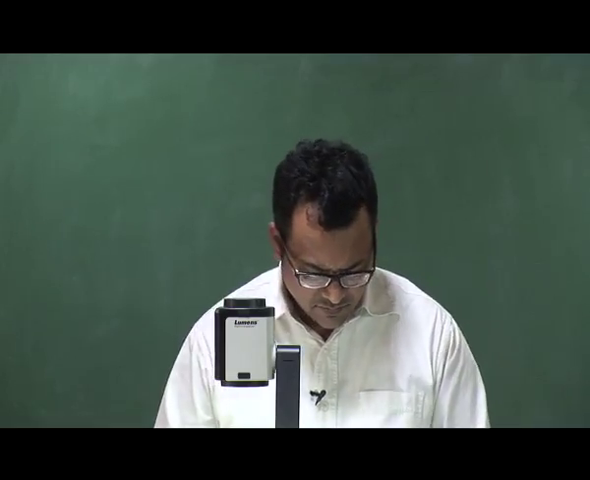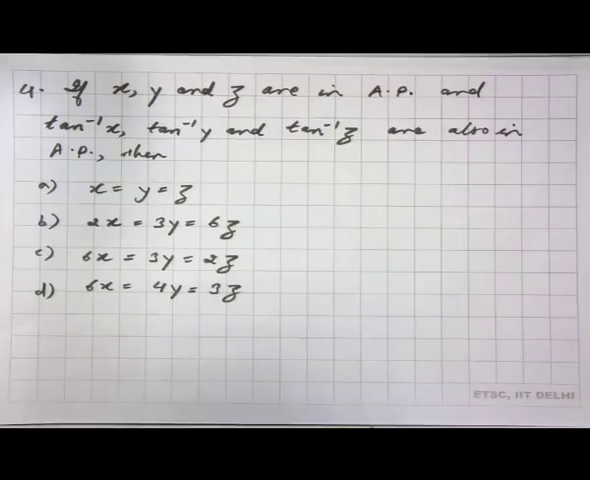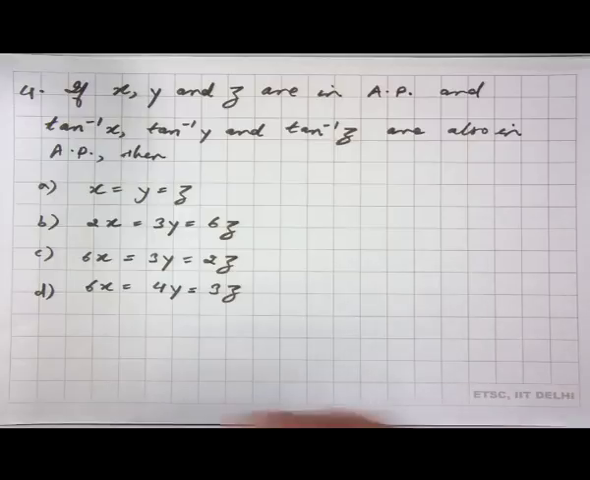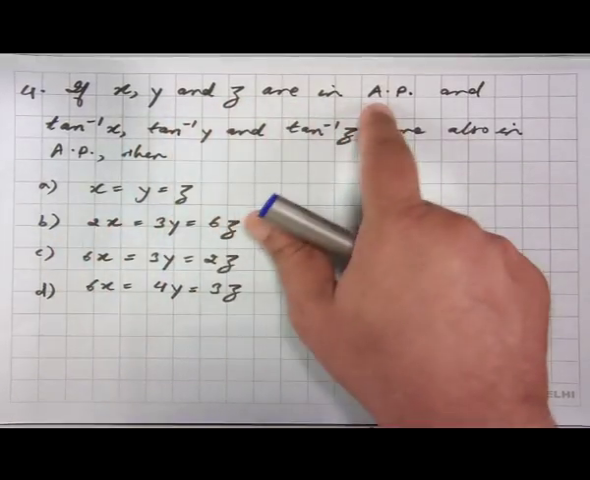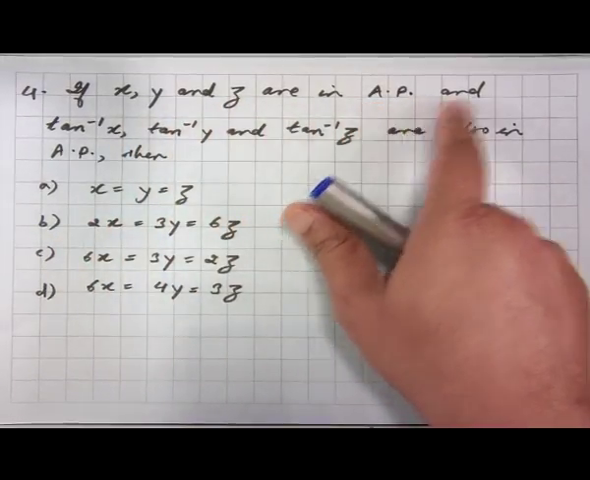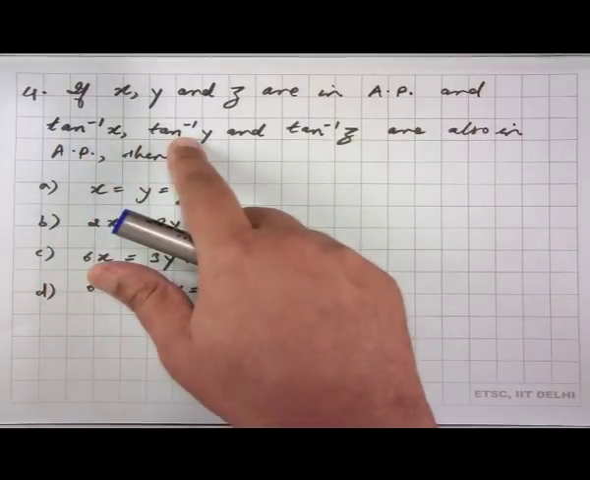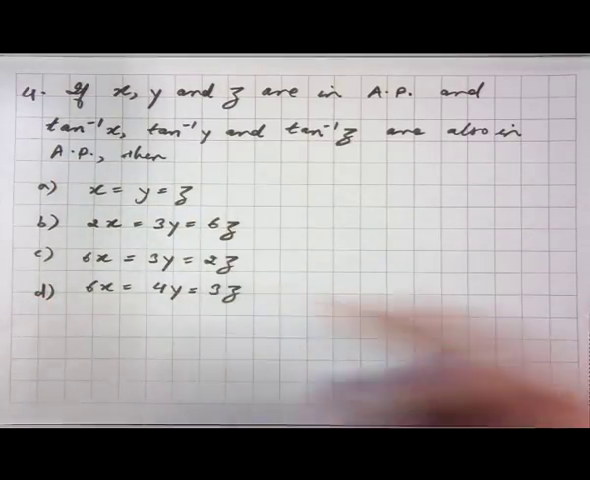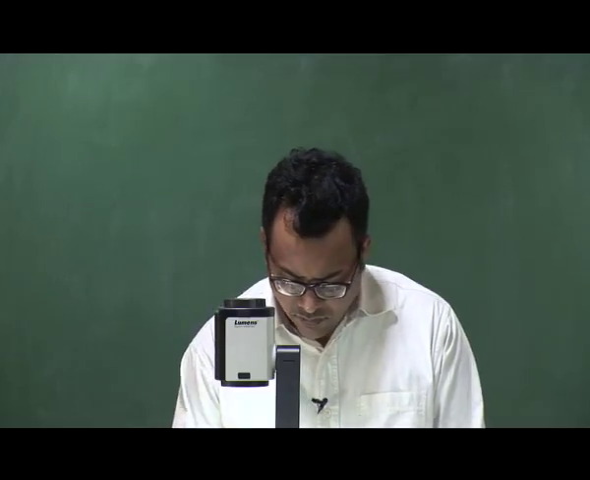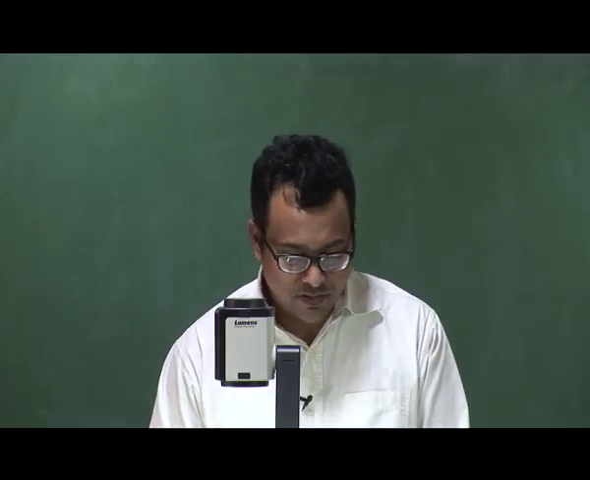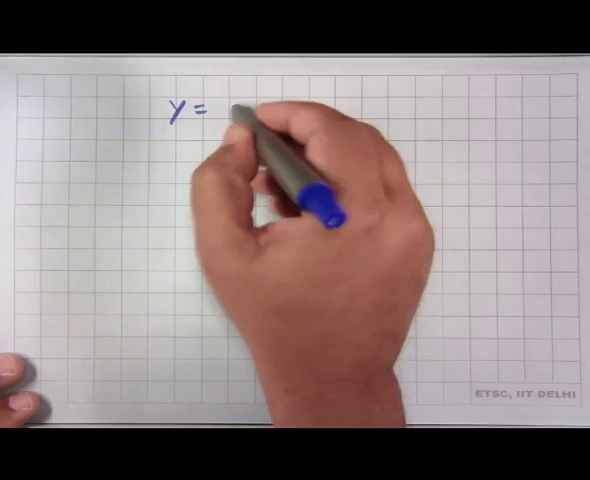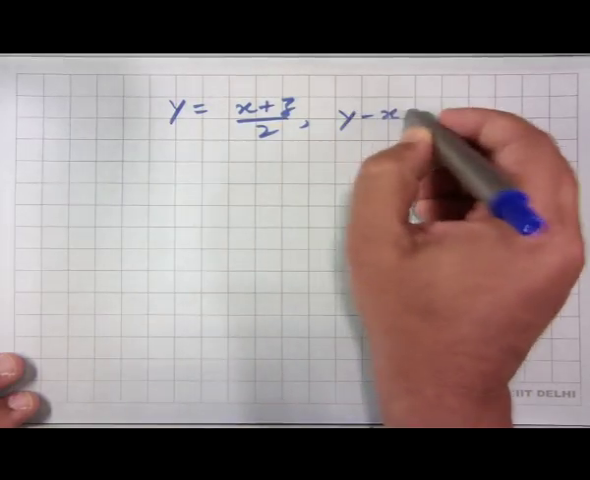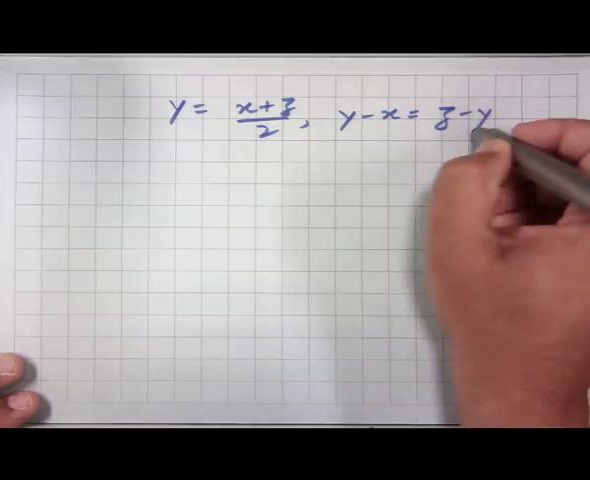So, here is another very interesting problem, and I think it is one of the JEE problems. It says that if x, y and z are in arithmetic progression, and tan inverse x, tan inverse y and tan inverse z are also in arithmetic progression, then which of the following is true? Now, since x, y and z are in arithmetic progression, we have y is equal to (x plus z) over 2, or in other words y minus x is equal to z minus y.